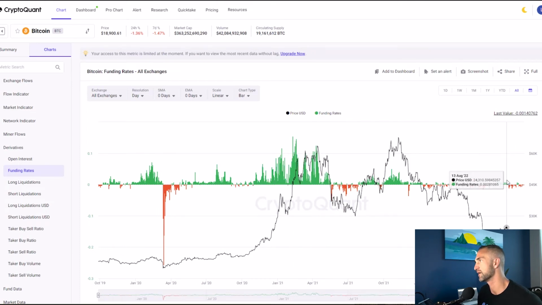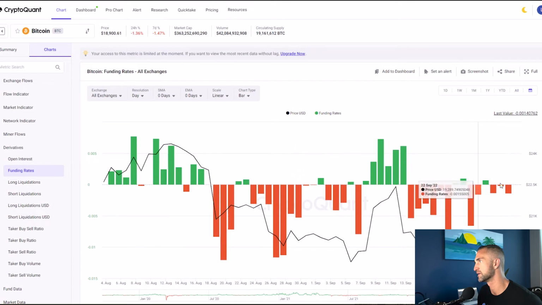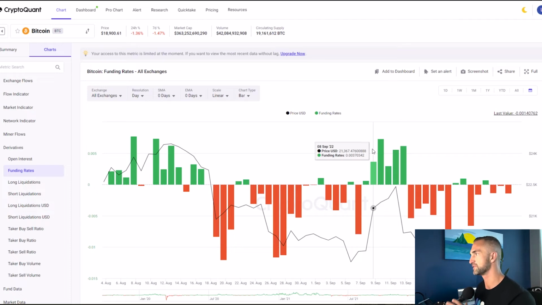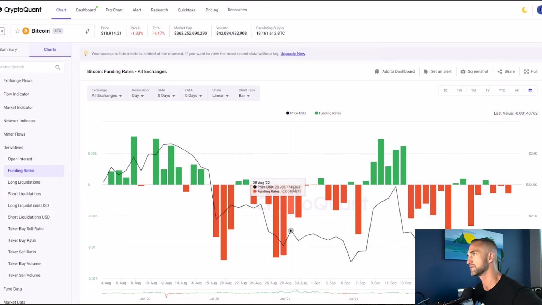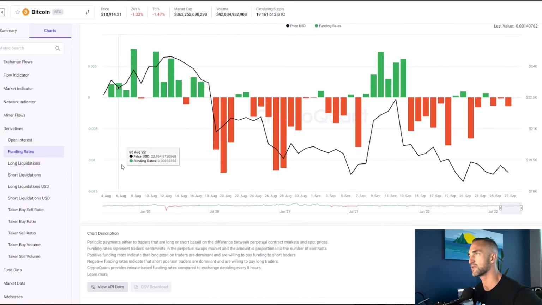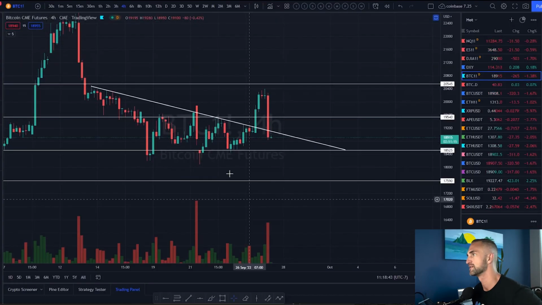So right now, longs are still paying shorts, and that is interesting on my end, but relatively high readings right now, so not anything to really worry about in my opinion. Anyways, that's it for that.